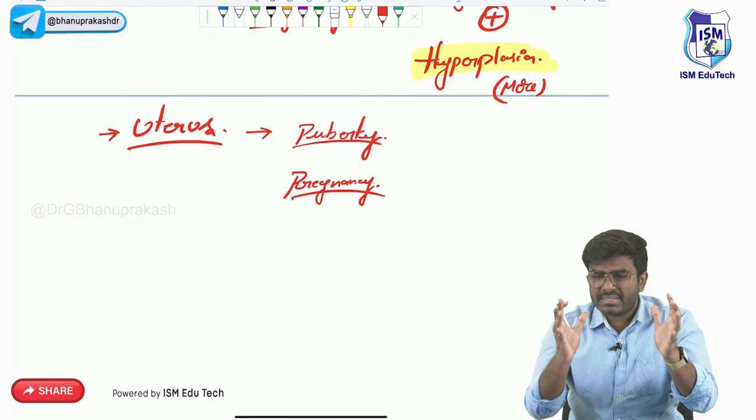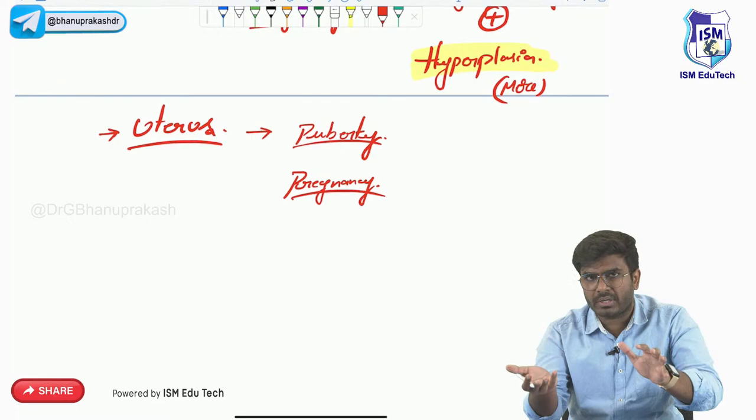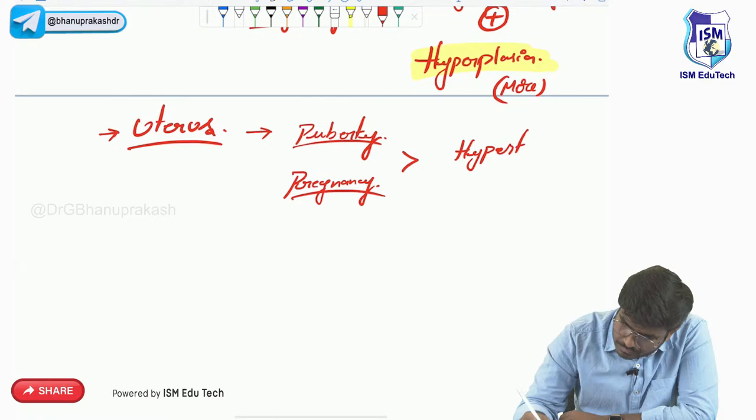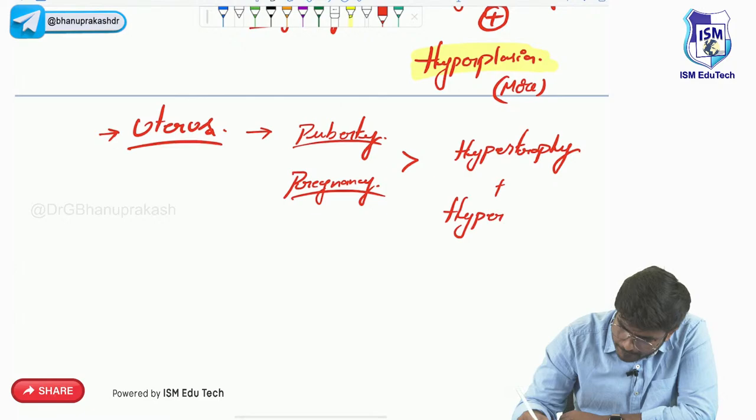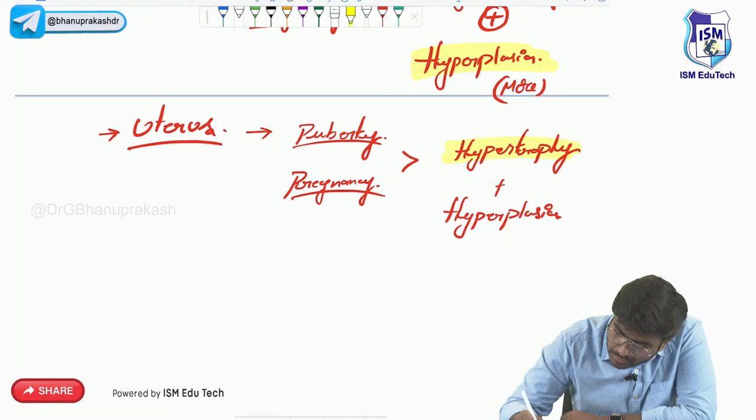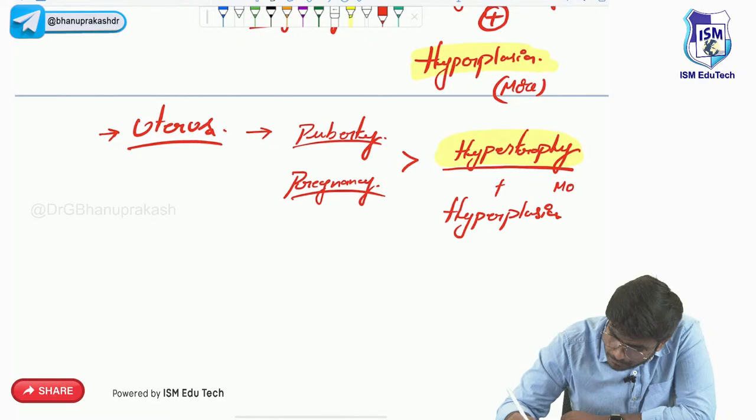So what exactly is happening in the uterus? Hypertrophy of the myometrial cells or hyperplasia of the myometrial cells? Again, it is both hypertrophy plus hyperplasia. Okay, but the important point here is that more predominant is hypertrophy.